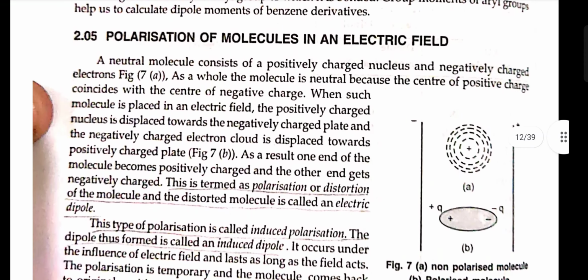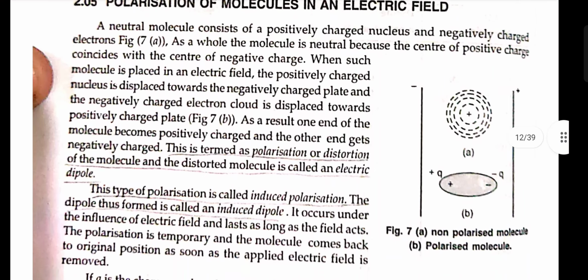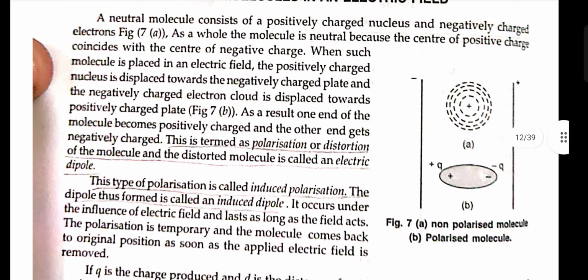Polarization of a molecule in an electric field. When a non-polar molecule is placed in an electric field, it generates some dipole, and that is called an induced dipole. That polarization is induced polarization. This is termed polarization or distortion of the molecule. The molecule is distorted in the electric field to induce a dipole.